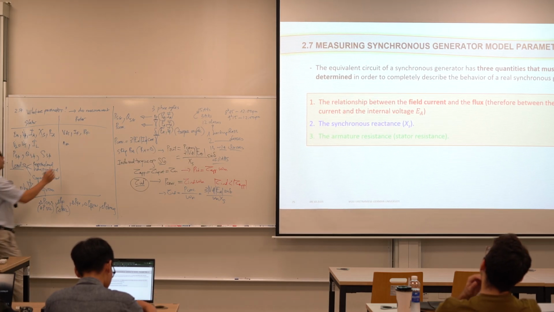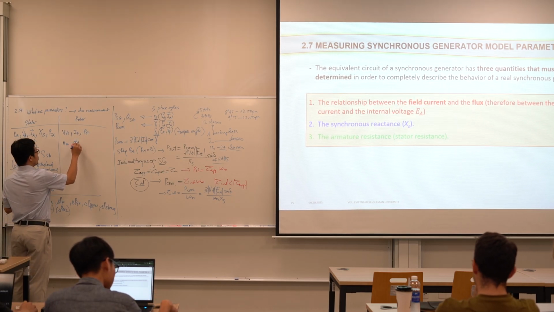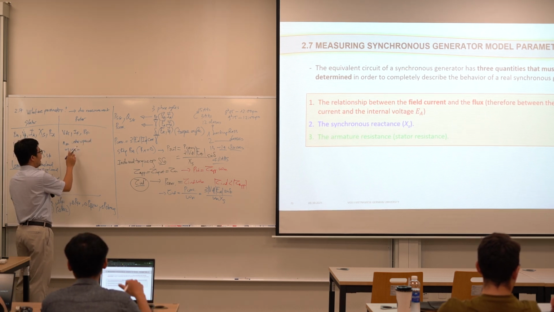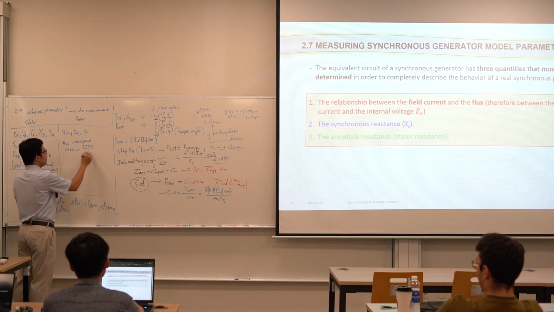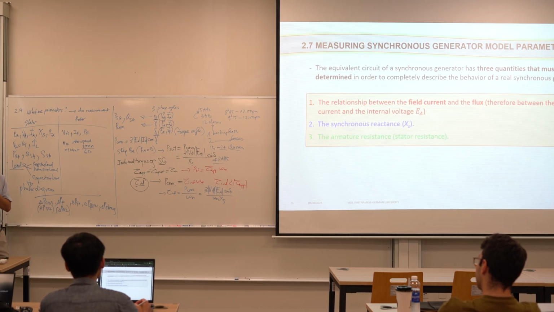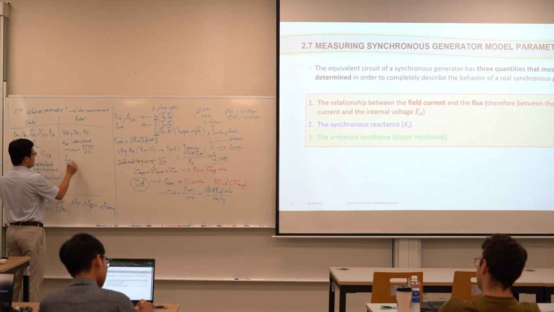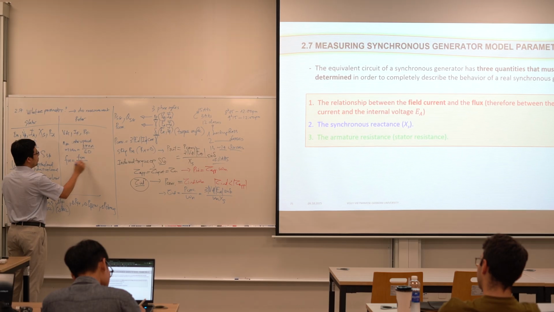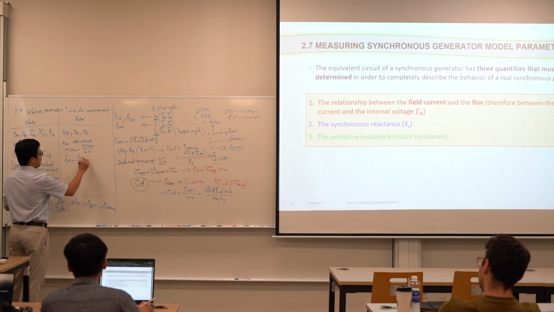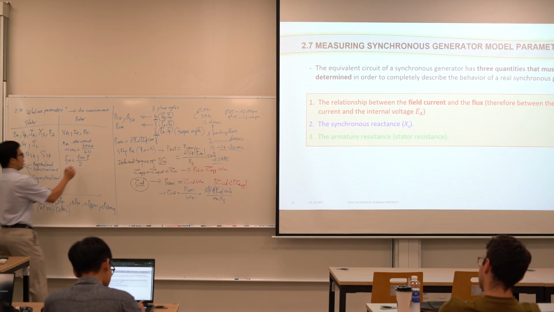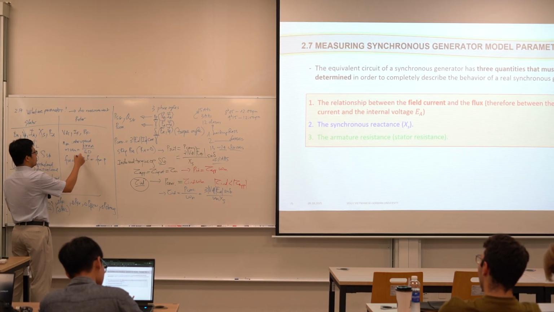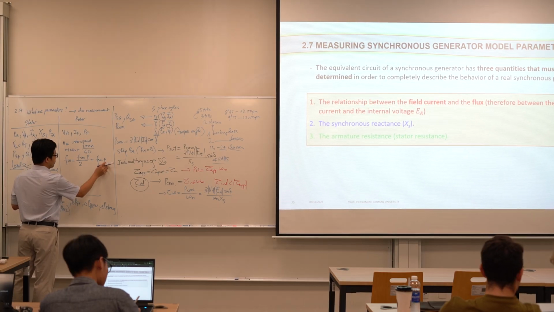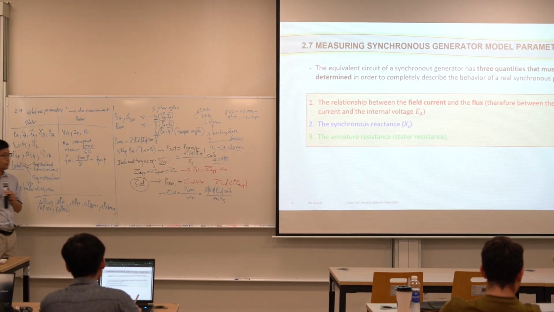If we have rotor speed, we can calculate omega m. This is angular frequency, 2 pi Nm over 60. We also have FSM over 2 times the number of pole pairs, sorry, this is the number of poles, because divided by 2, this is the number of pole pairs.